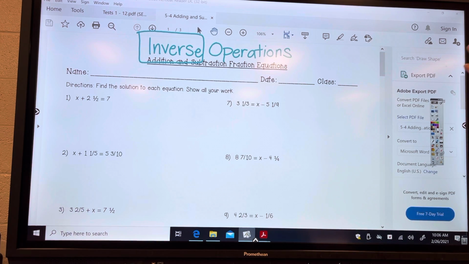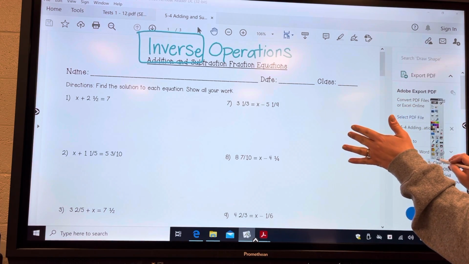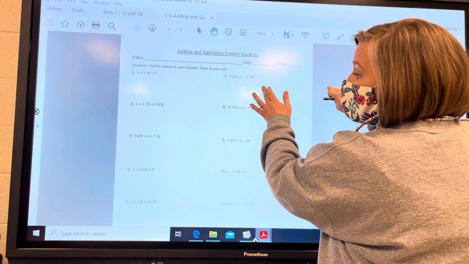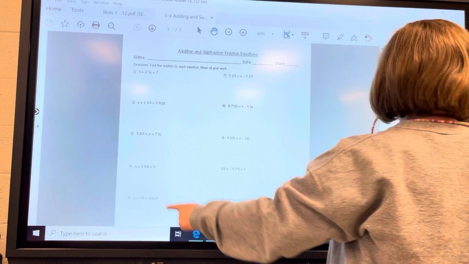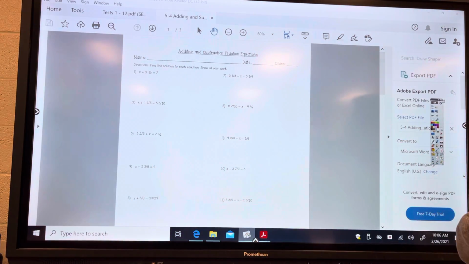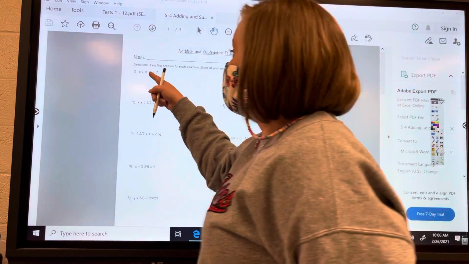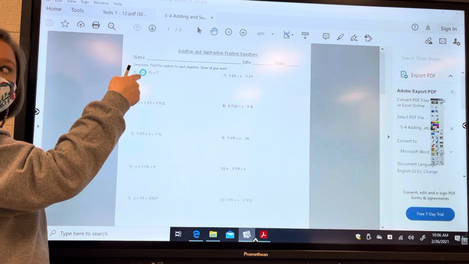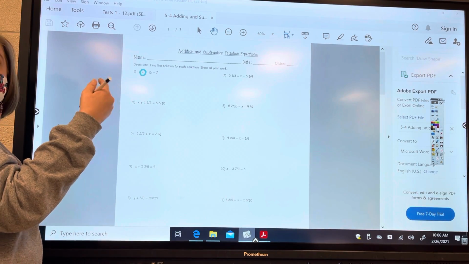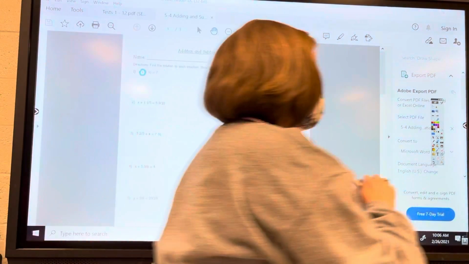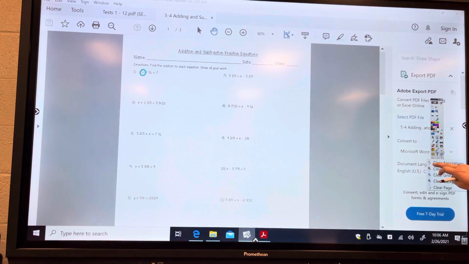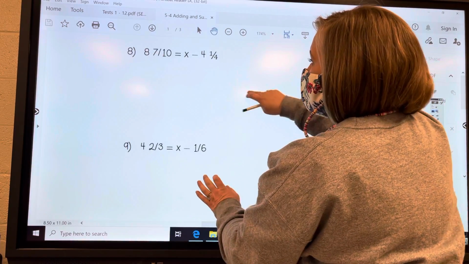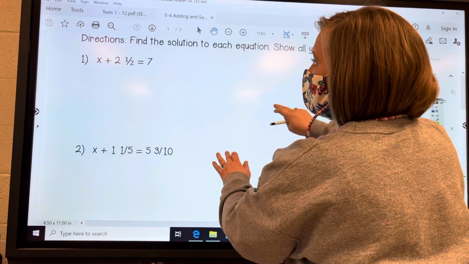So, on the left side of your paper, you can see that all of the equations on the left side are what kind of equations? They're all what? Addition. So what are we going to have to use to solve these addition equations? What's the opposite? Subtraction. So let's look at the first one. And I'm going to blow mine up so that it's easier for you to see. And I just want to look at number 1 right now.